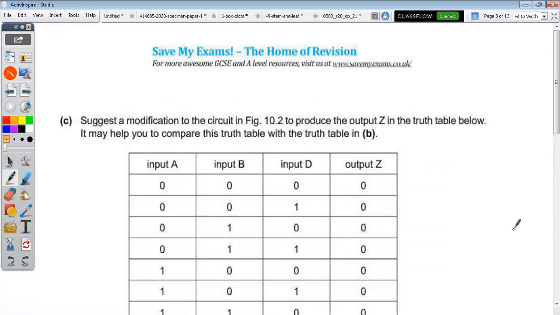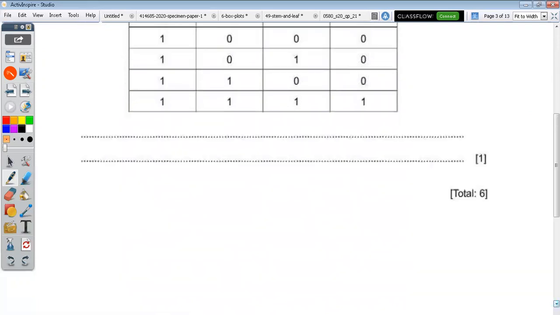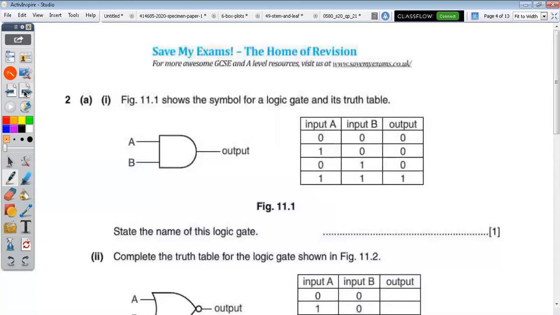Digital electronics. And I just need to memorize my gates. Well, you need to know them.